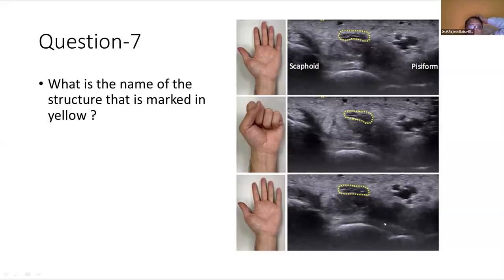Now we will go over the 7th question, sir. What is the name of the structure that is marked in yellow? Okay, we will continue.